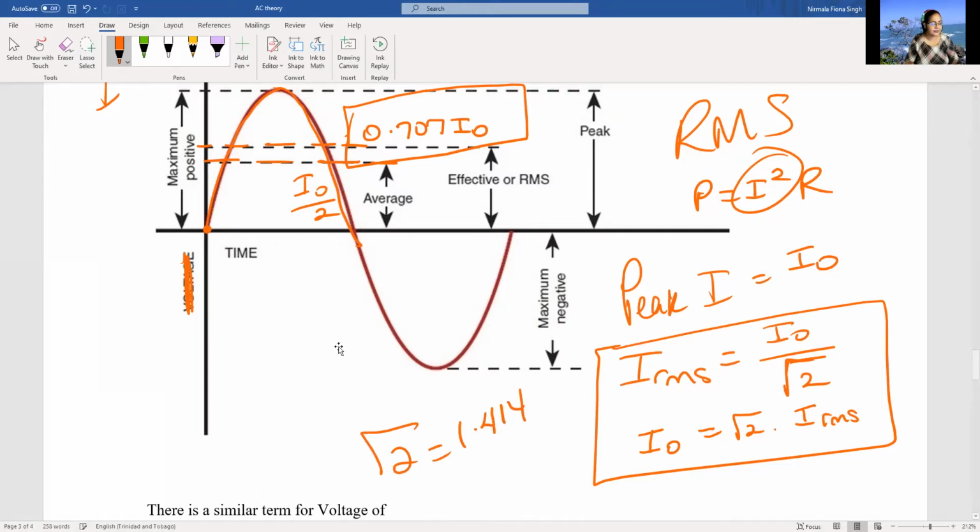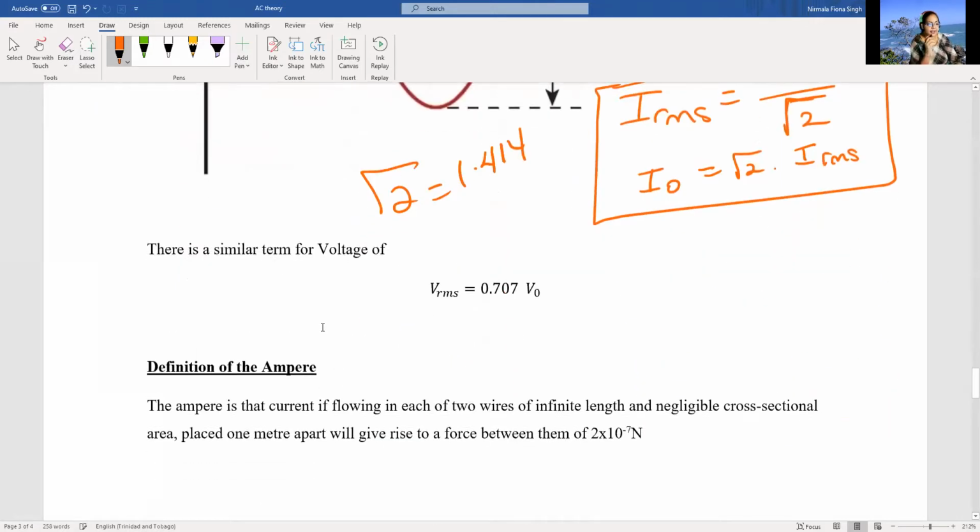All right, so there is a similar term for voltage, and because voltage and current are so closely related to each other, we can say that the RMS voltage of an alternating current, because it's alternating, you have to get an average or a mean voltage, it's going to be 0.707 of your initial voltage.